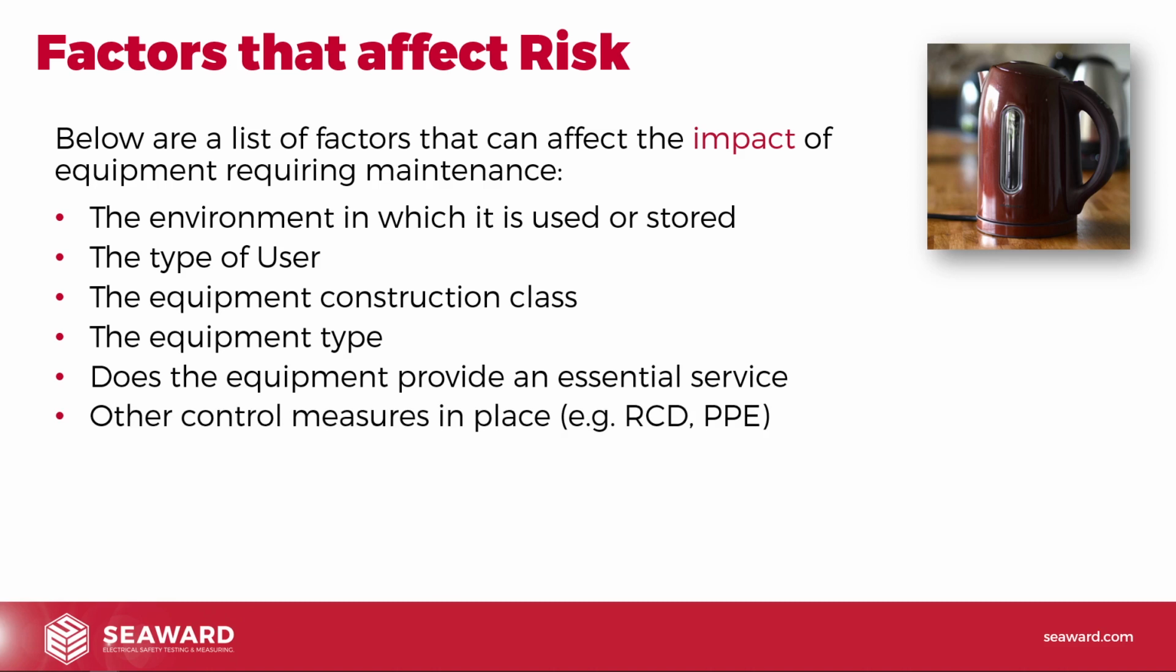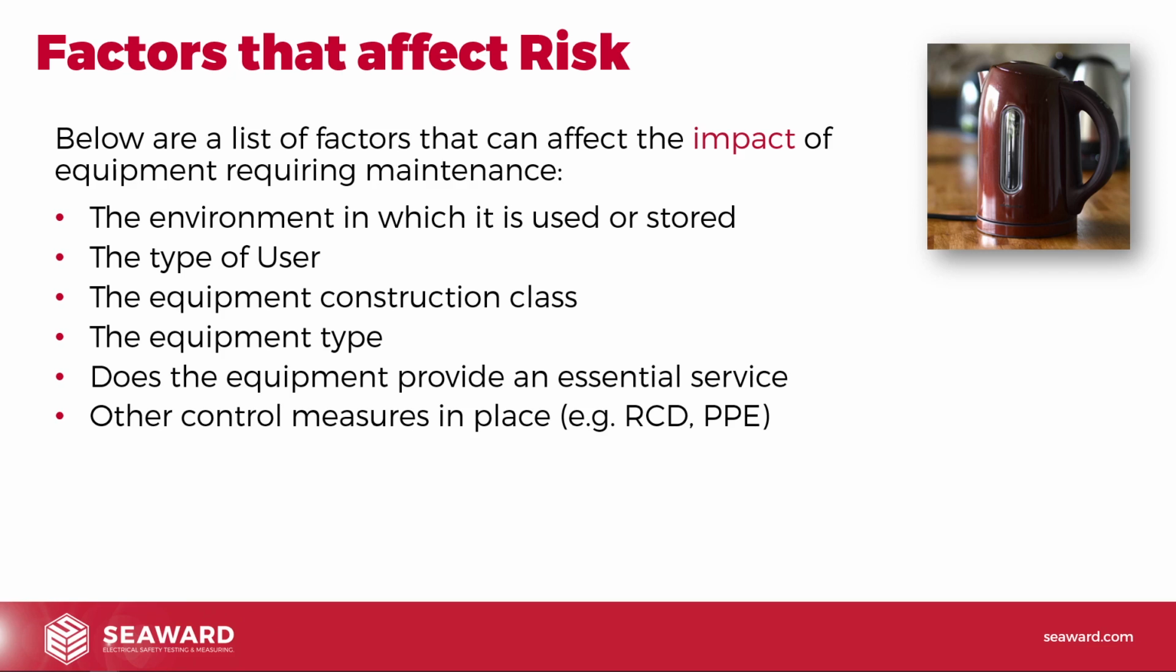Other control measures in place. So again, how do we affect the impact? Well, there are other control measures that may well affect that. So if we've got a piece of equipment, the risk of it could be high. So the probability could be high or the impact could be high. But if we've placed an RCD on that, that could reduce the impact. It's not going to affect the probability, but it could reduce the impact. There are other control measures that we could put in there, like PPE. So if we're actually using PPE and the equipment goes wrong, again, that can reduce the impact.